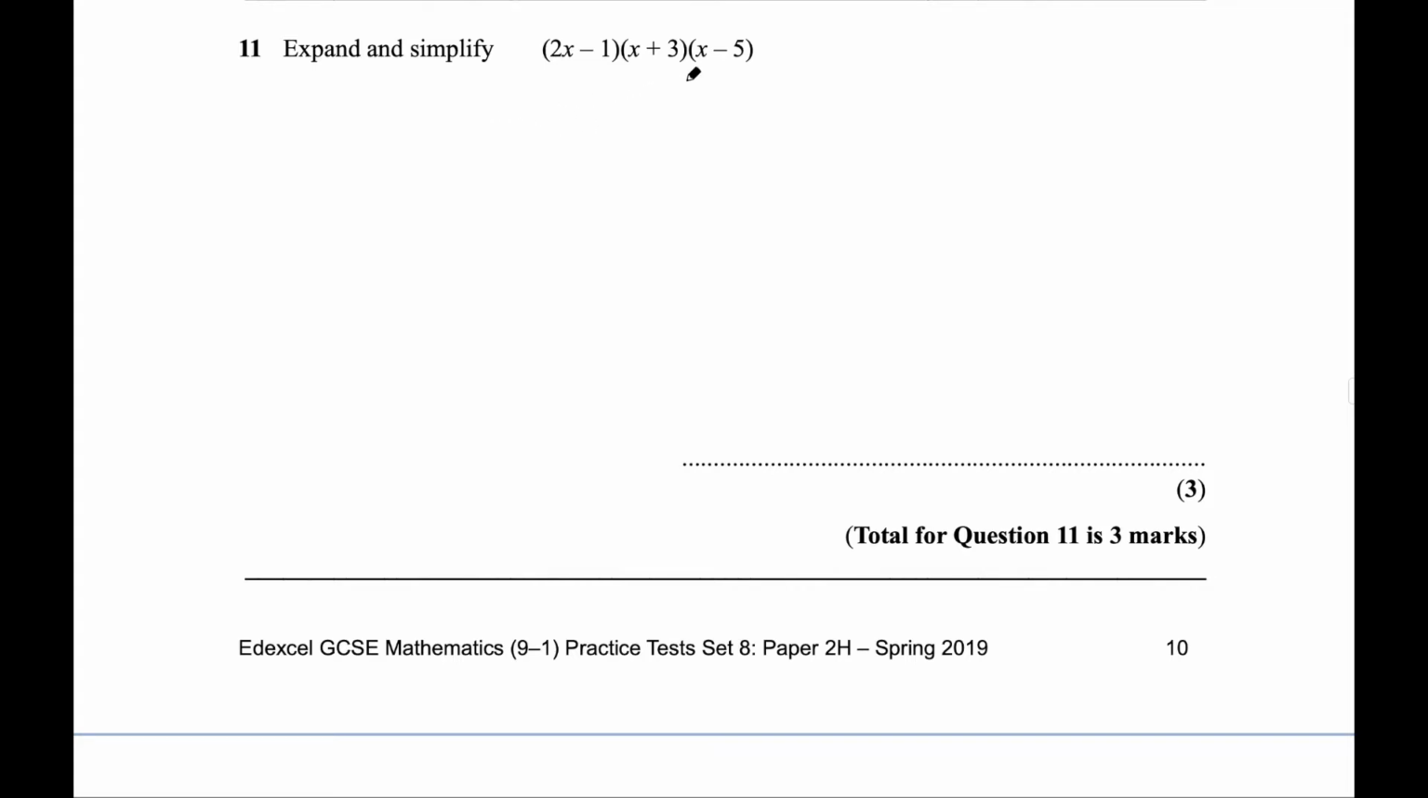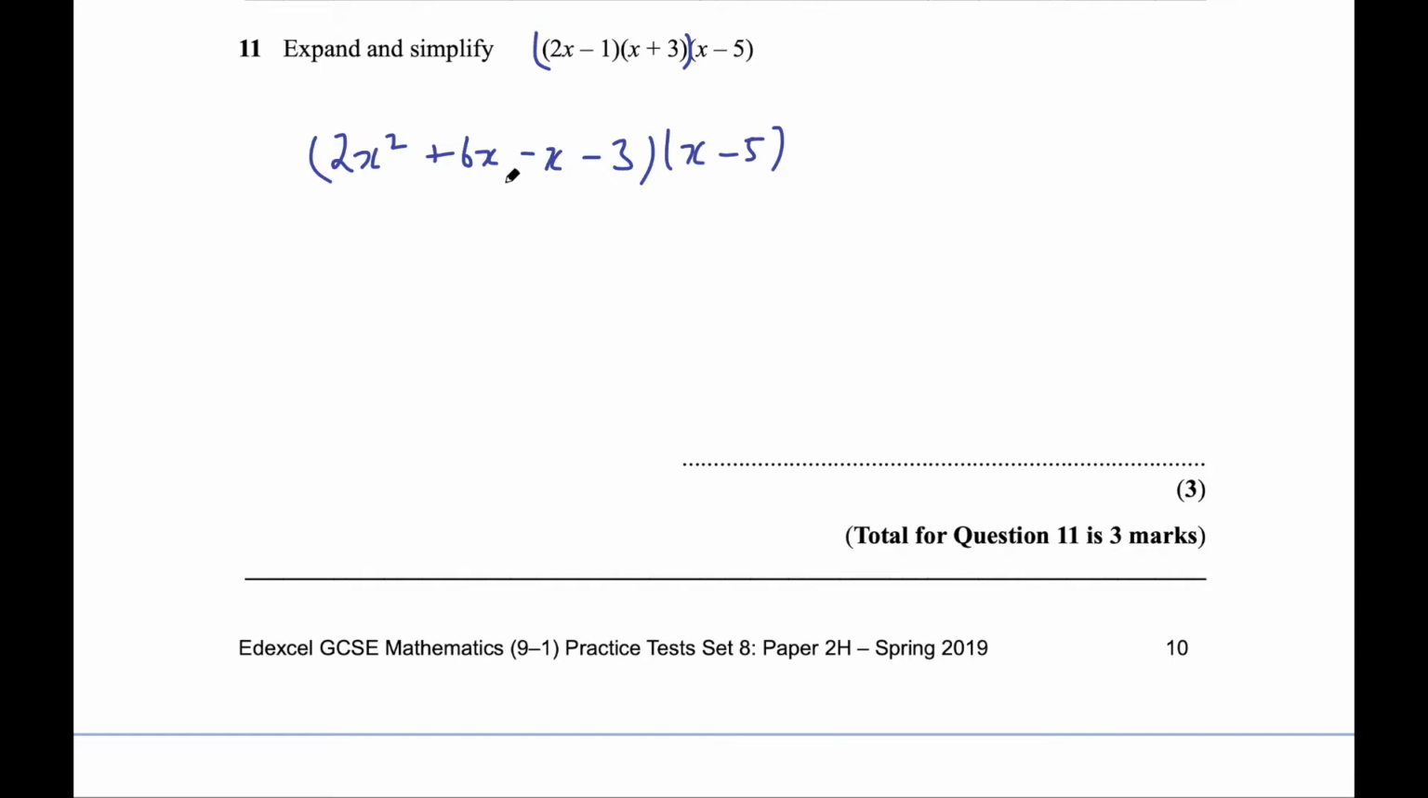Question 11 says, expand and simplify 2x take 1 multiplied by x plus 3 multiplied by x take 5. My approach to these triple brackets questions is to firstly expand out one set of double brackets. So you could look at these brackets first and then do the second set of brackets afterwards. So firstly use FOIL, so 2x plus x, the first terms in those brackets, 2x plus x is 2x squared, outers plus 6x, inners, -1 times x is -x, and then last, -1 times 3 is -3. So that's the first set of brackets expanded.